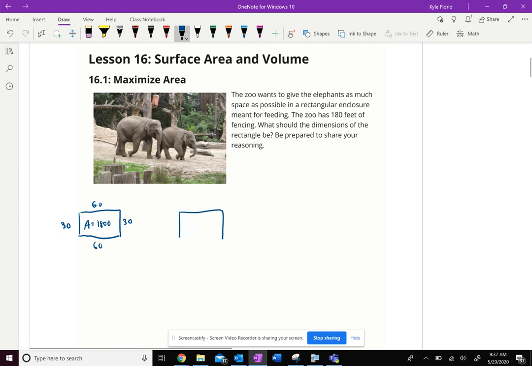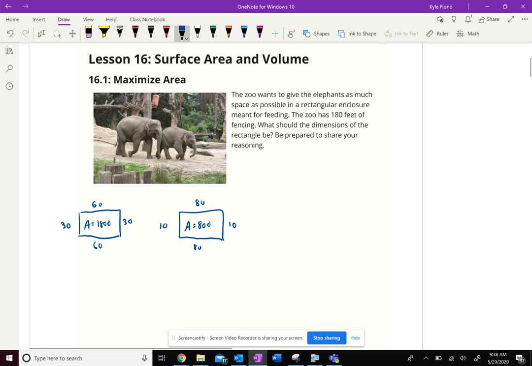Again, I have 180 yards of fence. Let's say I used 10 yards on one side, so that's 20. So I would need the other two to be 80. So 80 and 80 is 160, 170, 180. So it adds up to 180. The area of this enclosure, again, I'm still using the 180 feet of fence. This area would be 80 times 10, which would be 800. So this area would be less than this one, so I don't want one like this.